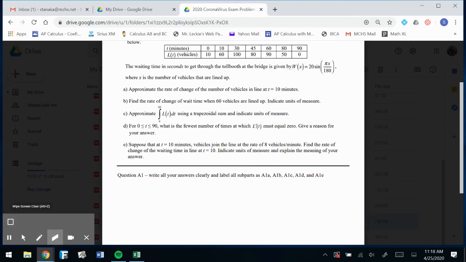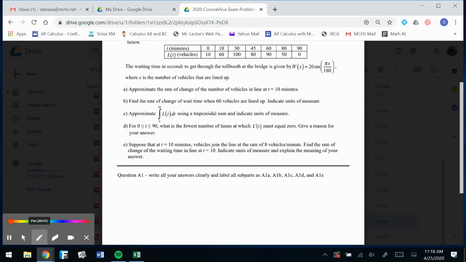Okay, but there has to be at least 3, and we just showed it. All right, let's do what I feel is the toughest one of these, and that is part E. Part E says, suppose that at time t equals 10, vehicles join the line at 8 vehicles per minute. Find the rate of change of the waiting time. Rate of change, so that means we're going to do W prime again, at time t equals 10.